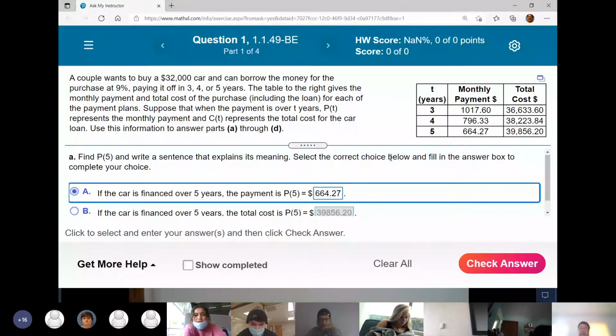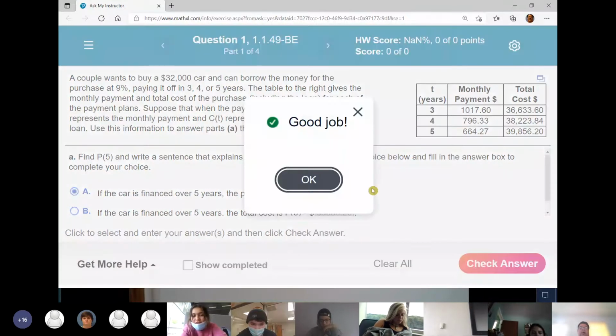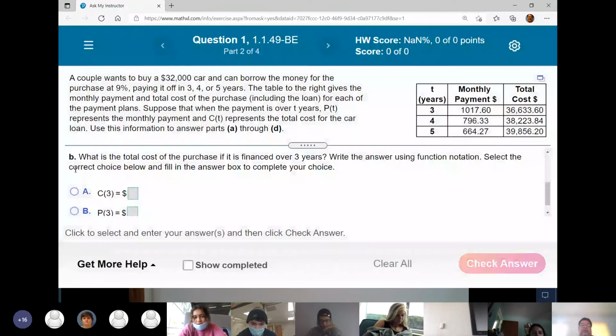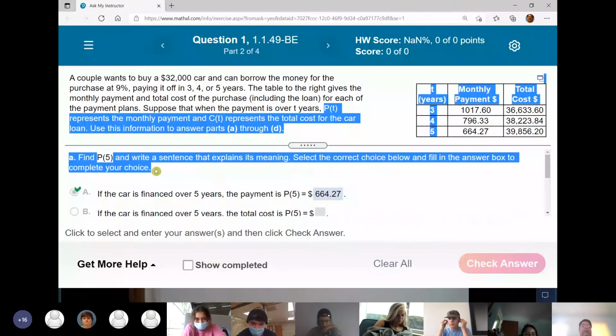I think it's because it says P of T represents monthly payment. Oh, so if it has P on it. Okay, you're right. I didn't even catch that. Thank you. P of T right there. That's the payment. So they're wanting P of T right here. Thank you. P of T and P is payment. So thank you very much for that.